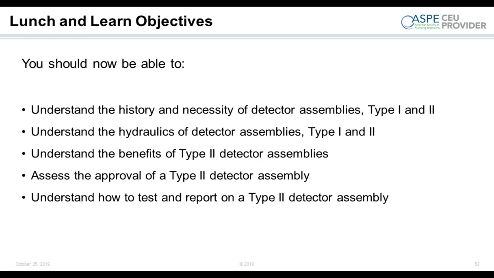All right, our hour is getting to be just about up. Hopefully by now you understand the history and the necessity of the detector assemblies type 1 and type 2. You understand the hydraulics, how detector assemblies are different from standard assemblies, and how type 1 and type 2 detector assemblies are different. You get the benefits of the type 2, so you can now also walk up to one, assess if it's approved, check the websites, and understand how to test and report on them.